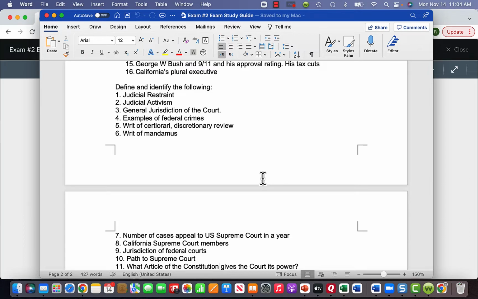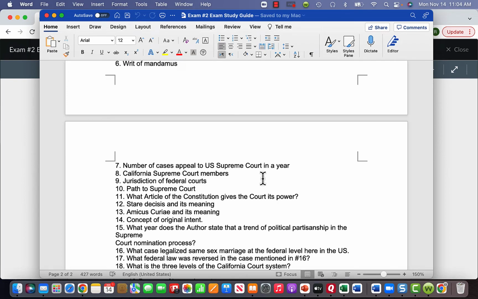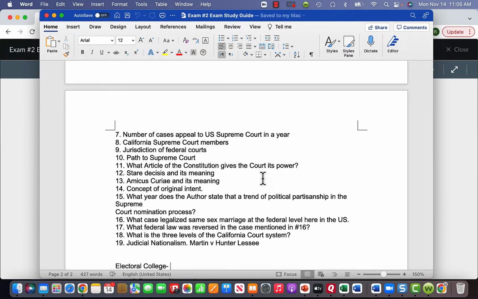Know what a writ of mandamus is. A writ is basically an order to mandate, so they're mandating something. Know that we get about 8,000 appeals to the Supreme Court each year, and that shows the issue of discretionary review, where we only see about 200 get heard in front of the court. Know that California Supreme Court members are actually elected, and they are much more diverse in the California Supreme Court, and they have to run for re-election.